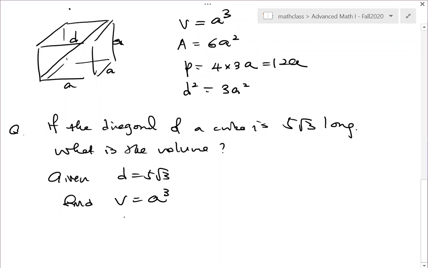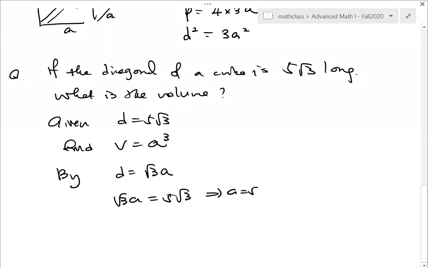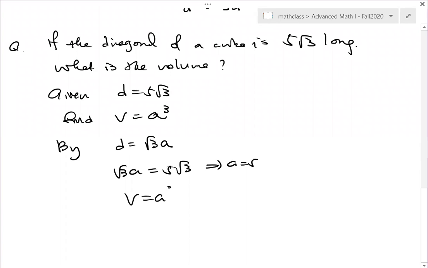Okay. So the relationship between A and D is D is going to be square root 3 times A. Right, by this identity. Then you will see that square root 3 A equals 5 square root 3. So A should be equal to 5. So the edge length is actually 5. Then you can find the volume A cubed, the 5 cubed. Okay. That is a good number. Okay, 125.